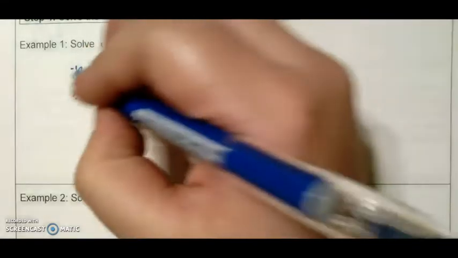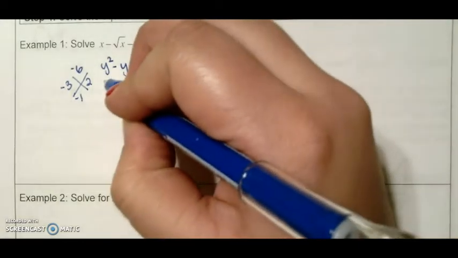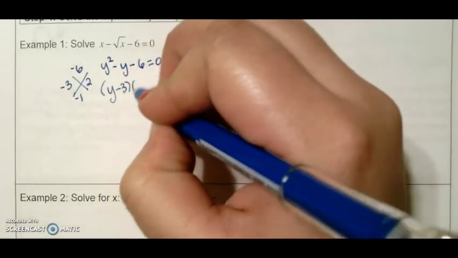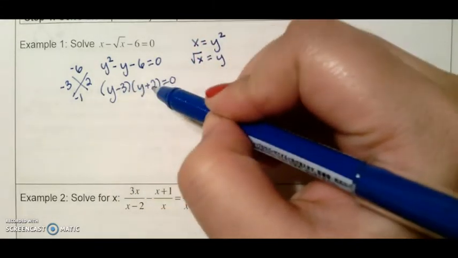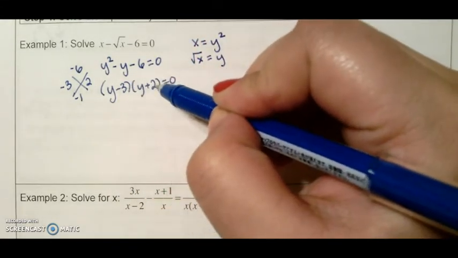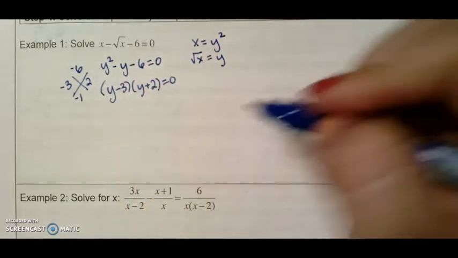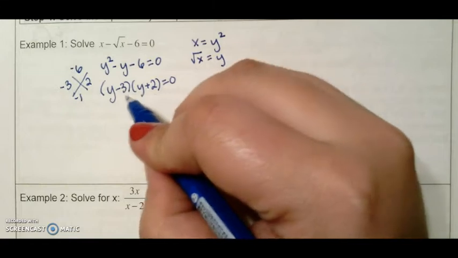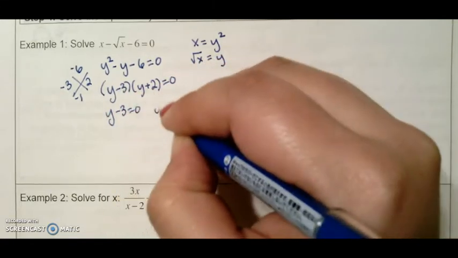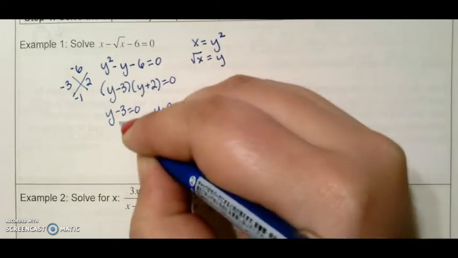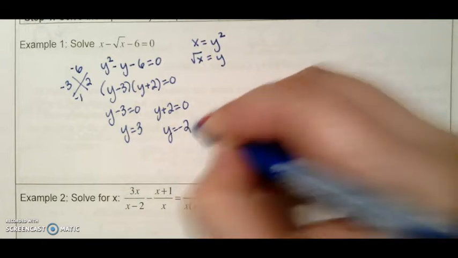Well, 6 factors into 3 and 2, and to make it negative, the 3 would have to be negative. So I can rewrite this as y minus 3 times y plus 2 equals 0, and we can double check. That's y squared minus y minus 6 by FOILing, so it works out. And then remember our zero product property, or the zero factor property, which says that if I have two numbers that multiply to 0, then one of them must be 0. So y minus 3 is 0, or y plus 2 is 0. And then finally isolating y, y is 3 or y is -2.